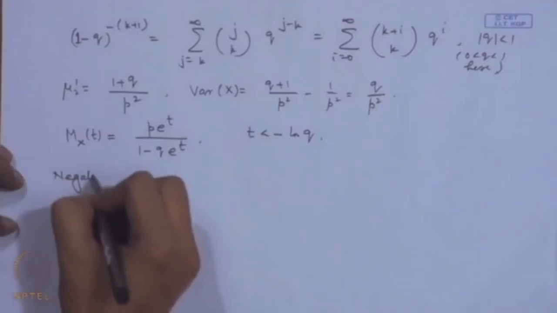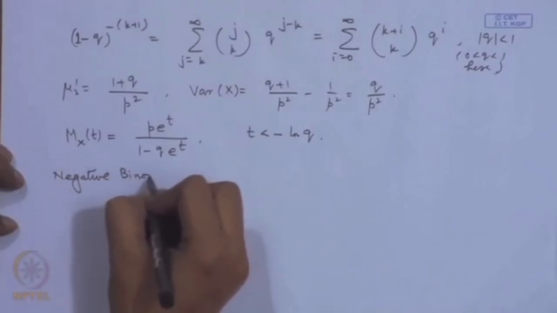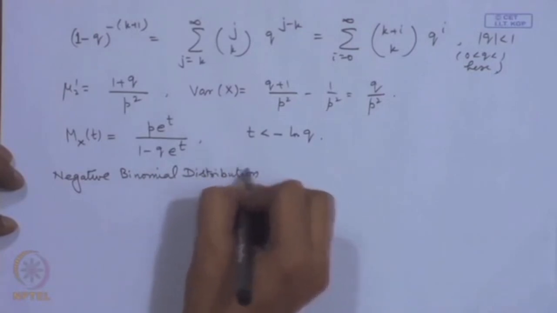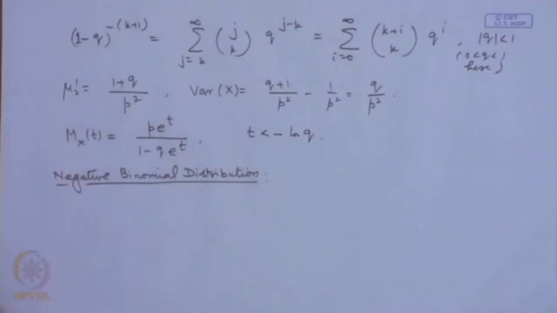system works, and the system will fail if a specified number fails. So, for example, first time when 4 components fail, or first time 2 components fail. So, in place of first time success or first time failure, if we look at first time rth success or rth failure, this is a generalization of the geometric distribution and it is called negative binomial distribution. So, let me introduce this one. Negative binomial distribution.